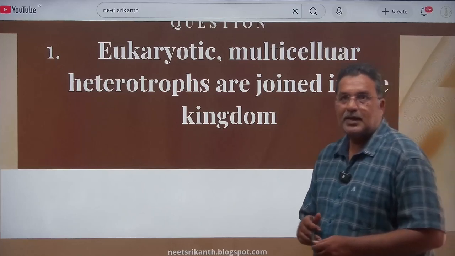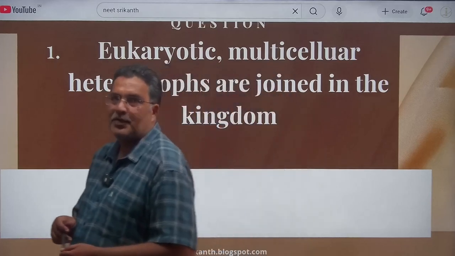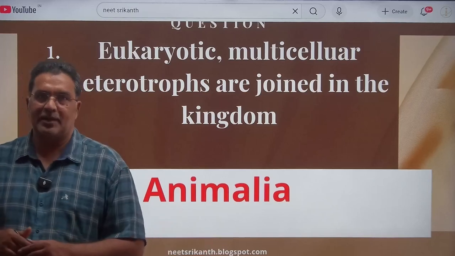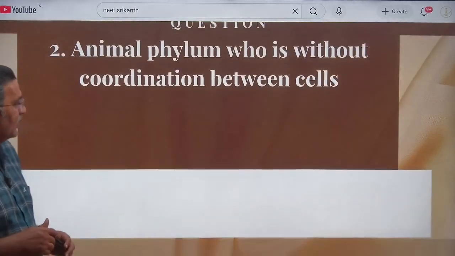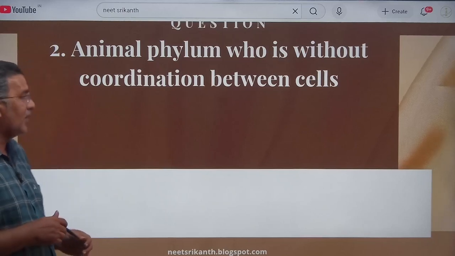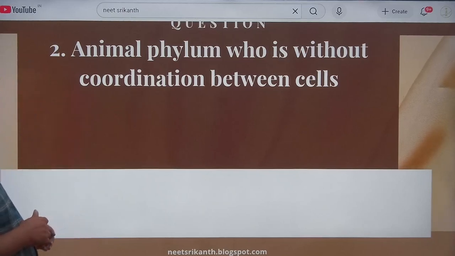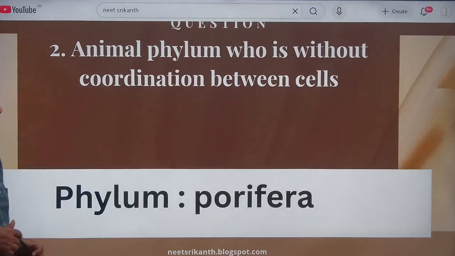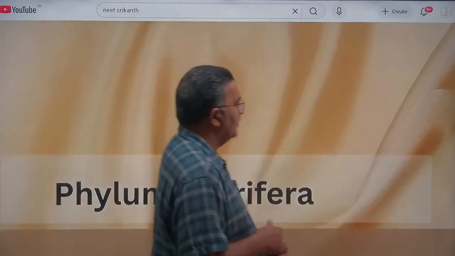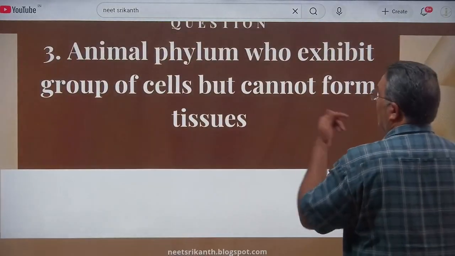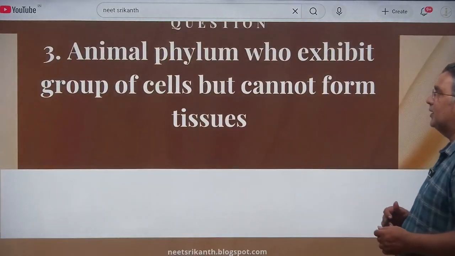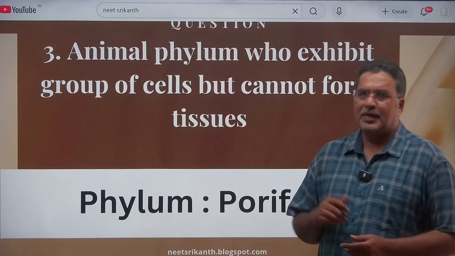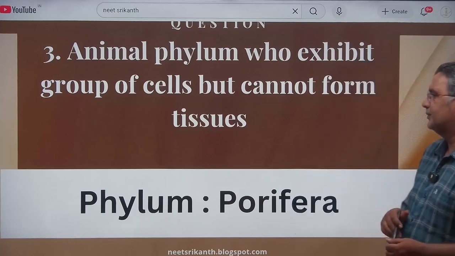First question: eukaryotic multicellular heterotrophic organisms are joined in the kingdom Animalia. Kingdom Animalia is eukaryotic, multicellular, heterotrophic. Which animal phylum is without coordination between the cells? Phylum Porifera. Same question from another angle: which animal phylum exhibits a group of cells but cannot form tissues? Same, phylum Porifera.